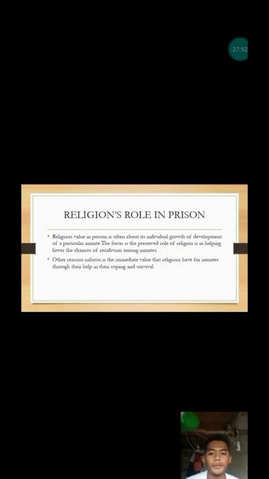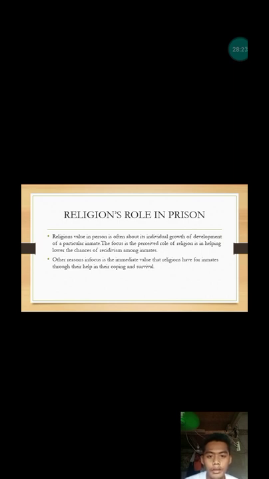Religion's role in prison. Religion's value in prison is often about the individual growth and development of a particular inmate, and the focus is the perceived role of religion in helping lower the chances of recidivism in inmates. Other reasons in focus is the immediate value that religion has for inmates through their help in coping and survival.